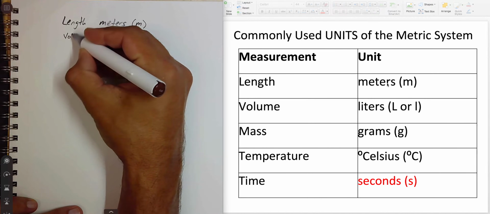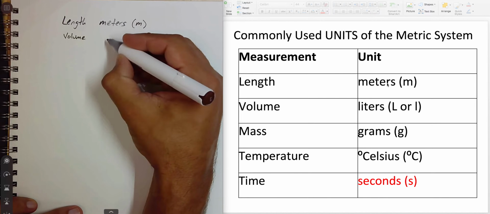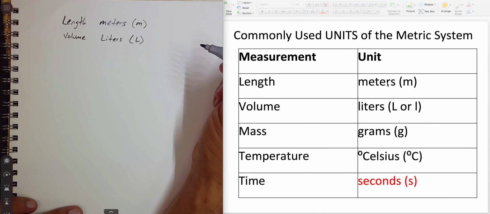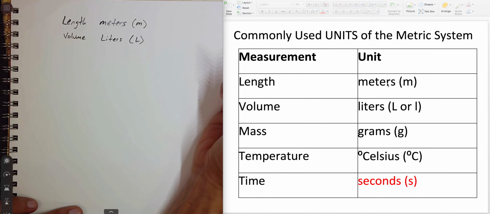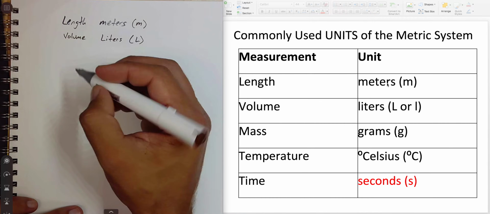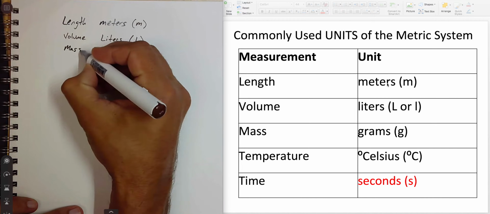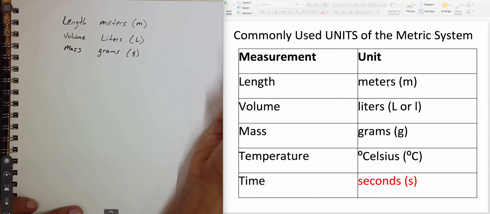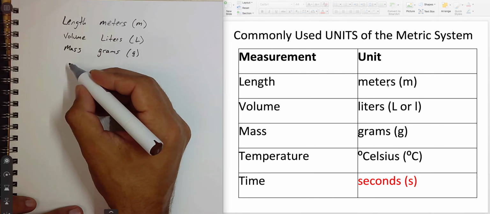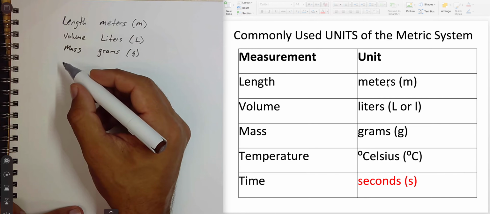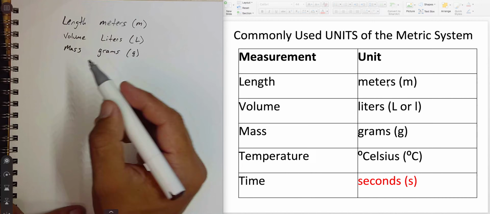Volume is always recorded in liters. And liters is always an L. I almost always use a capital L, but you will see a lowercase l from time to time, but that can be confusing. So I recommend always using a capital L. Mass is always in grams, which is just a lowercase g. Temp is in Celsius. We'll come back to that. Time is always in seconds, and we can do conversions from seconds into minutes and so forth.